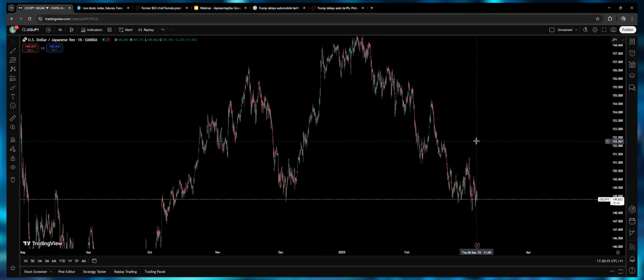So why did Trump delay the tariffs? Well, the decision to postpone those tariffs was a very strategic one, based on several factors.